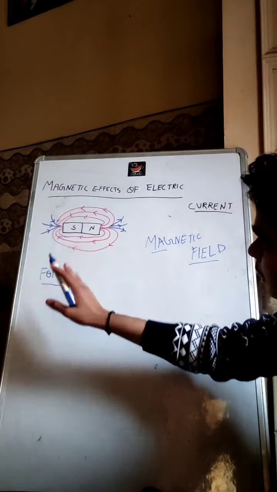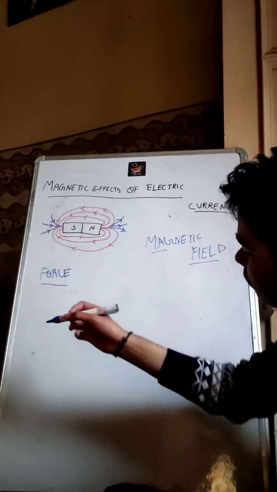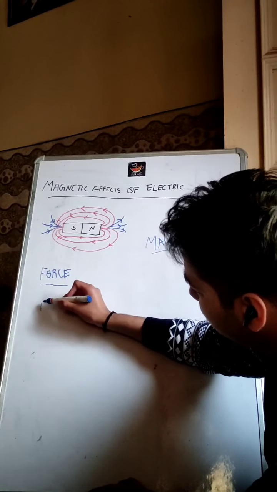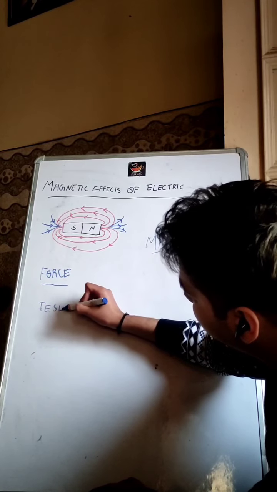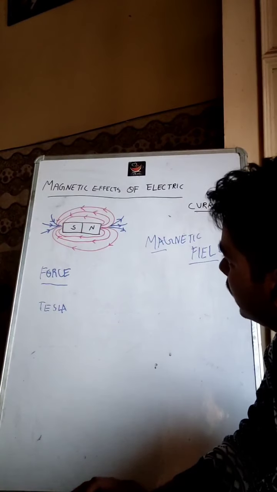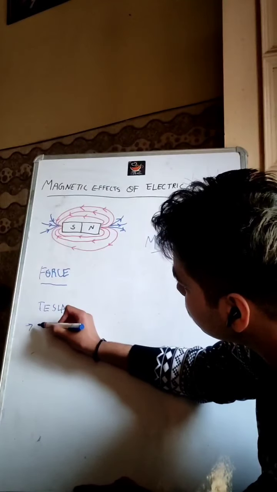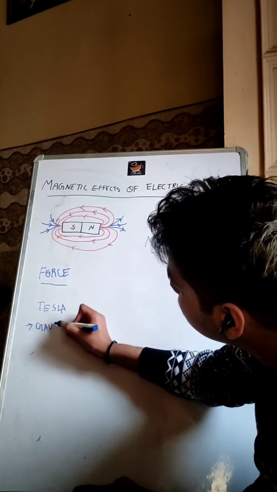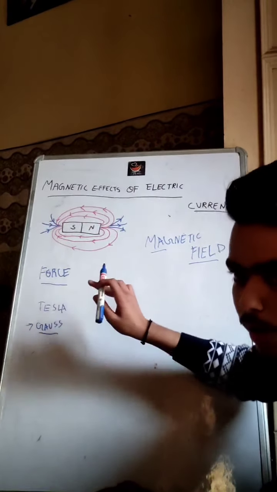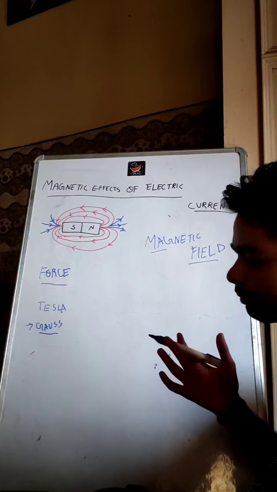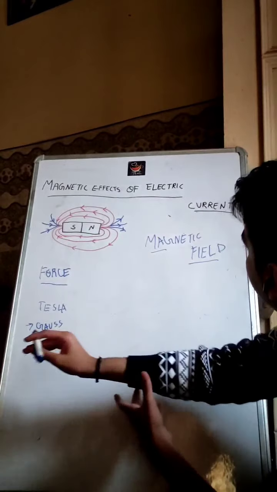Now, what is the SI unit of magnetic field? You all might have heard of the famous scientist Nikola Tesla, and the SI unit of magnetic field is named after him. It is Tesla. Magnetic field also has another unit which is called Gauss. Gauss is used to represent small quantities. Tesla, on the other hand, is a large quantity. So, it differs when to use which.